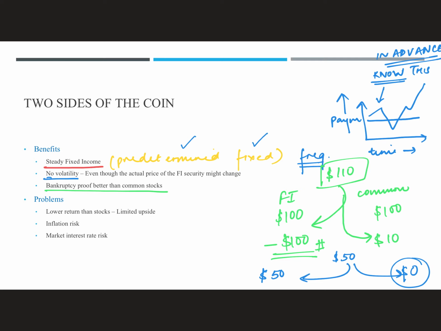Now, what are the problems associated with it? Lower returns than stocks, limited upside. If you have ever seen a stock's graph, it usually goes up and down, but in the long run, it keeps on increasing if it's a good company, right? So there's a high probability that you might get a lot of money out of a single investment in a stock.